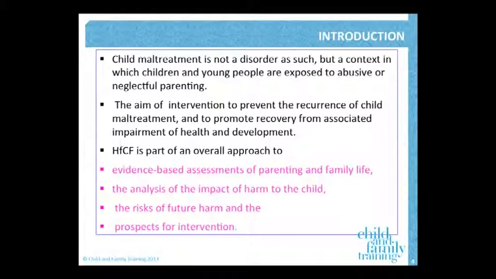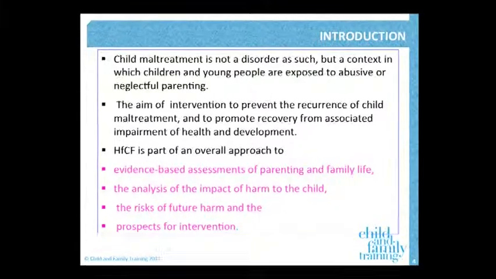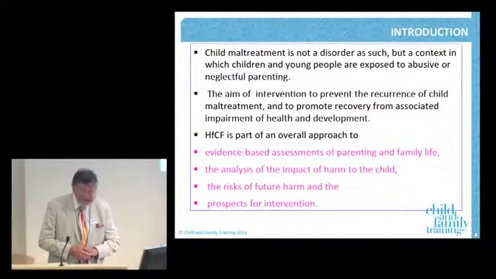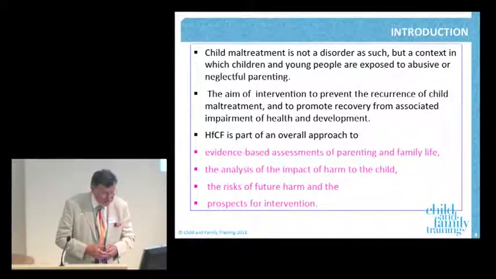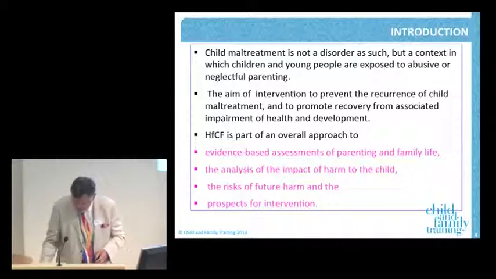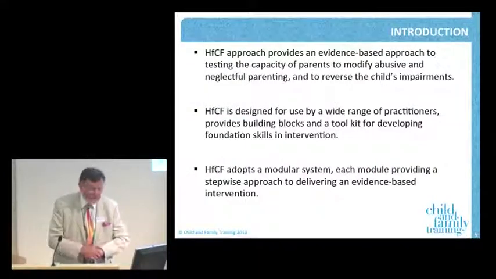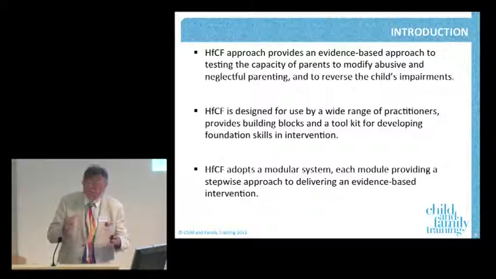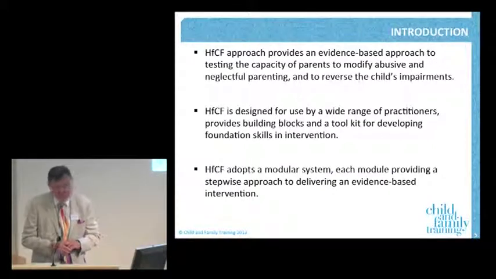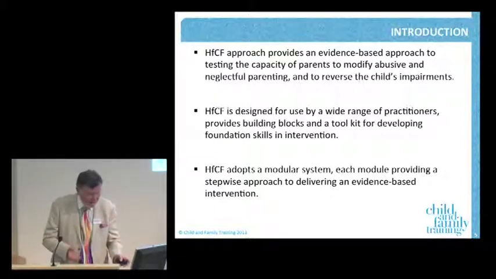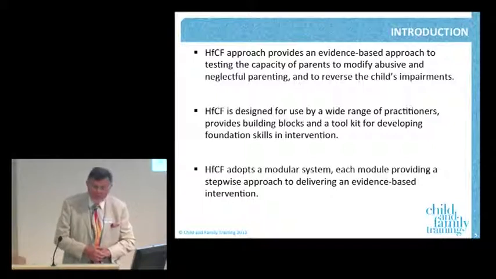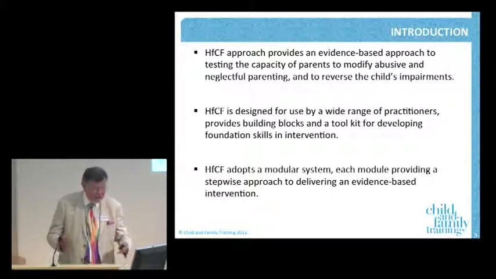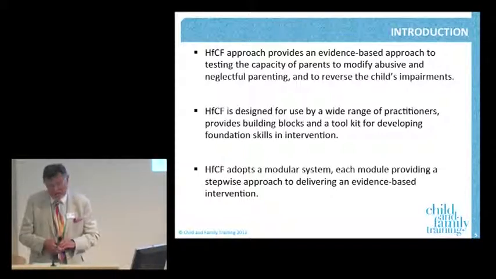So the aim of intervention is to prevent the recurrence of child maltreatment and to promote the recovery from associated impairment. So it's an overall approach to evidence-based assessments of parenting and family life, the analysis of the impact of harm on the child, assessment of the risks of future harm and the prospects for intervention, and then being able to provide an evidence-based approach to testing the capacities of parents to modify the abusive and neglectful parenting and to reverse the child's impairments. Designed to be used by a wide range of practitioners, providing building blocks and a toolkit for developing foundation skills in intervention.